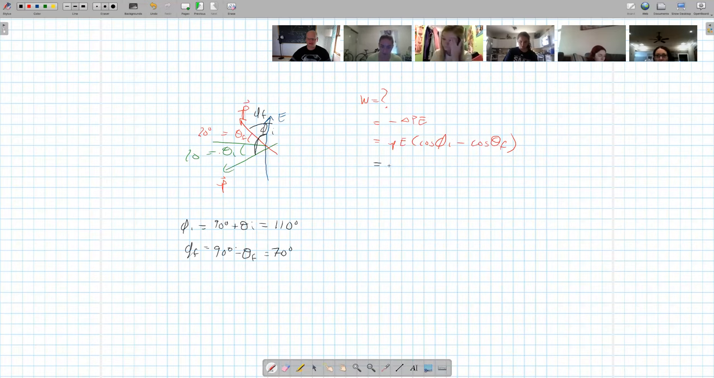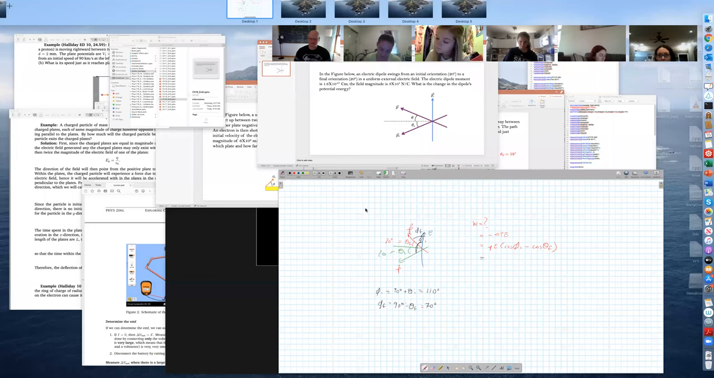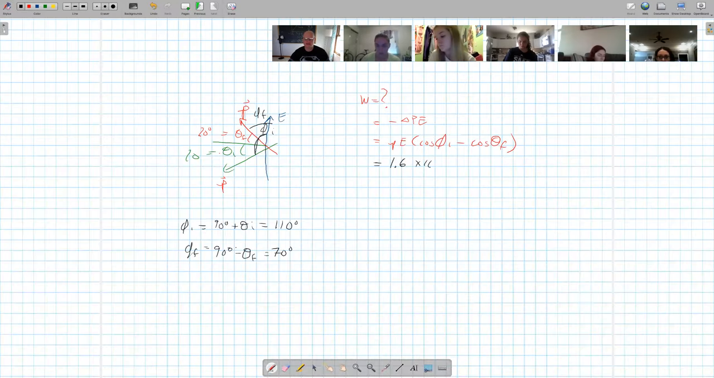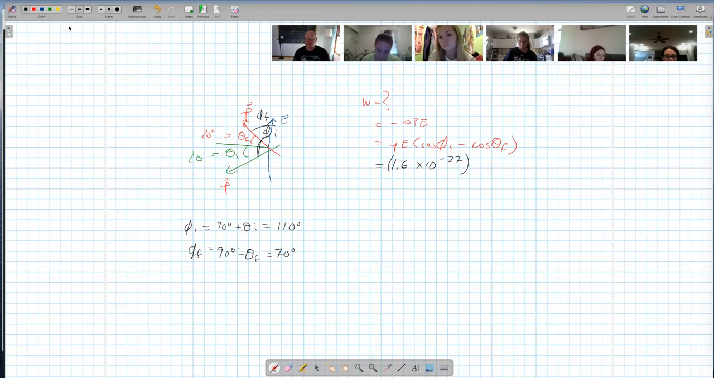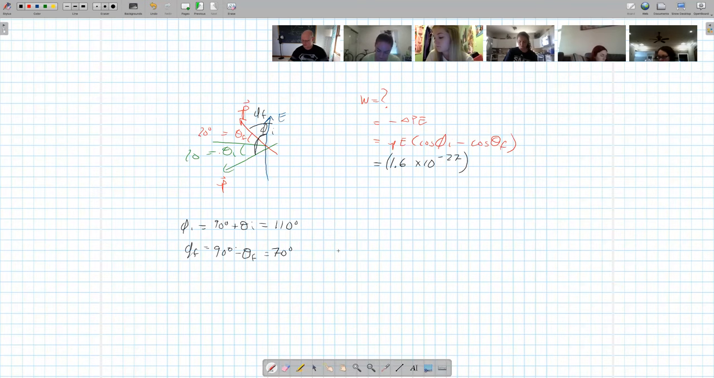So good. So this is then going to be equal to numbers. Where is it? 1.6 times 10 to the minus 27. So this is then equal to 1.6 times 10 to the minus 27 times the magnitude of the electric field, which was equal to 3 times 10 to the fifth, times 3 times 10 to the fifth times then cosine of the initial angle, which is 110 degrees, minus cosine of the final angle, which is then 70 degrees.